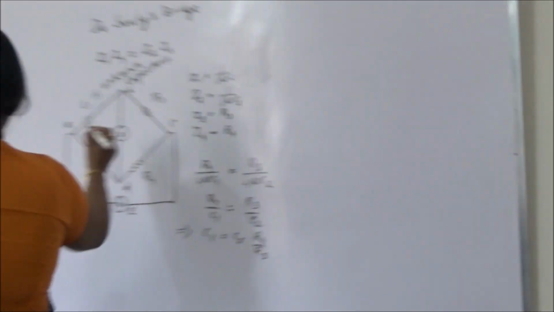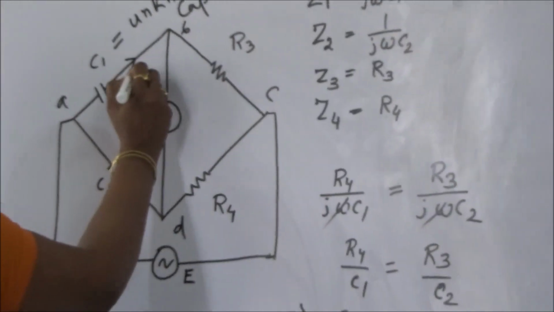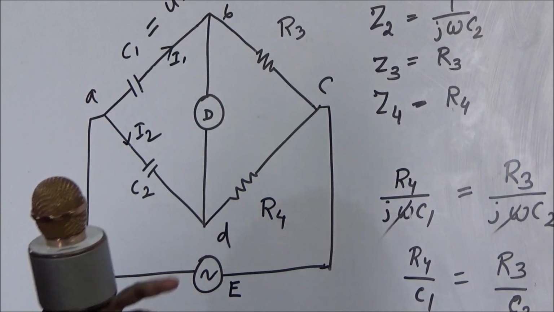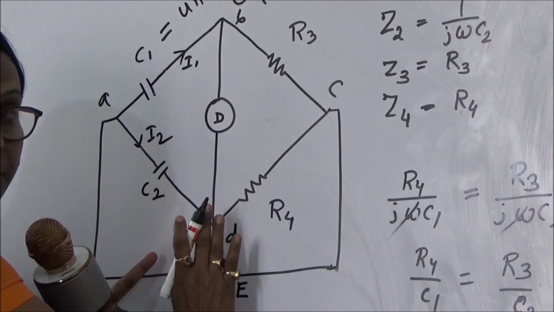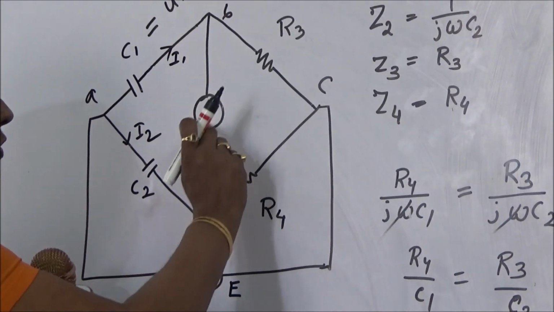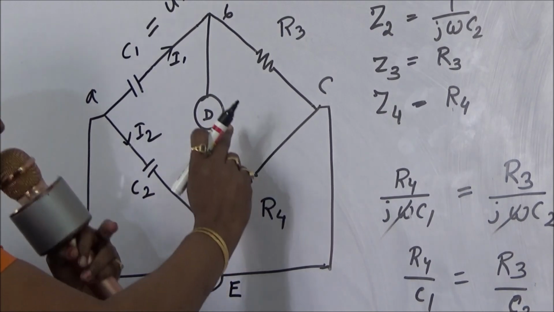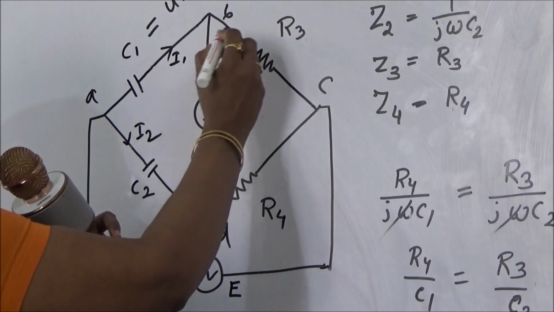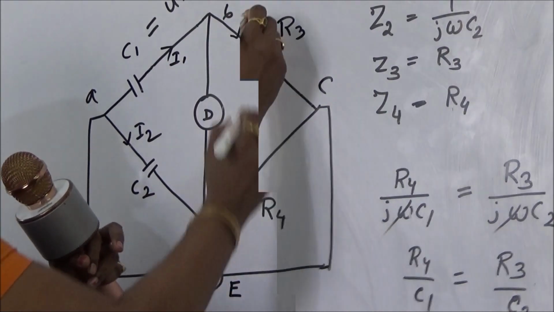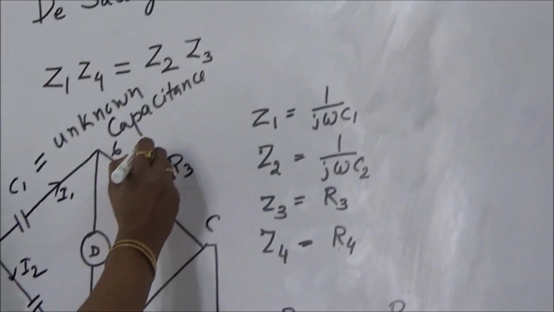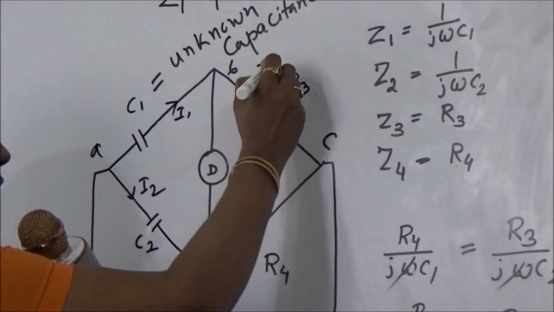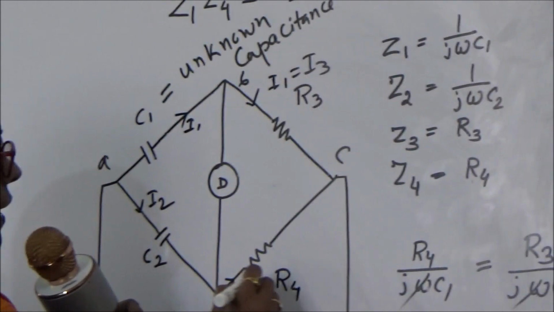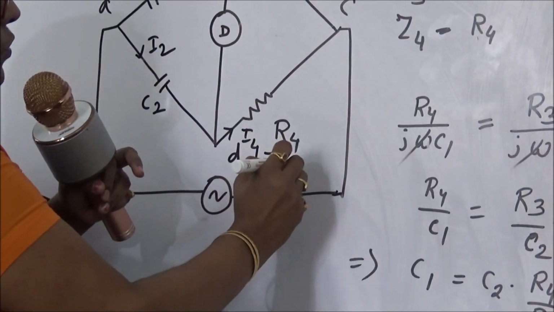Here we can see this current is I1, this current is I2. Now when the bridge is balanced, no current will flow through the detector, so the entire I1 will flow through this path. So I1 is equal to I3 and I4 is equal to I2.